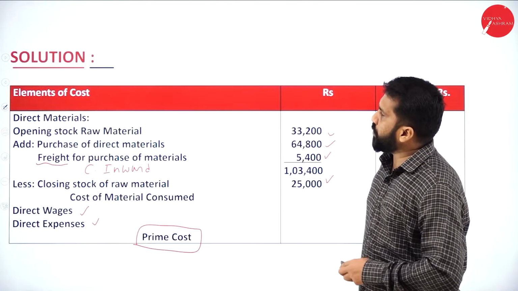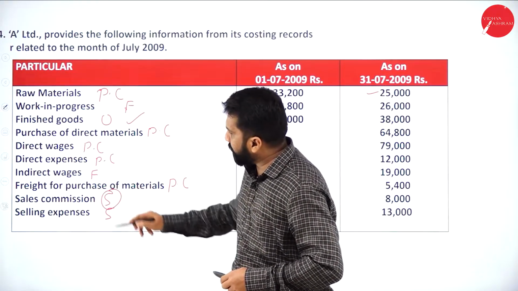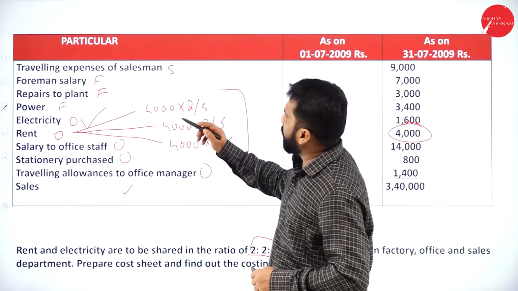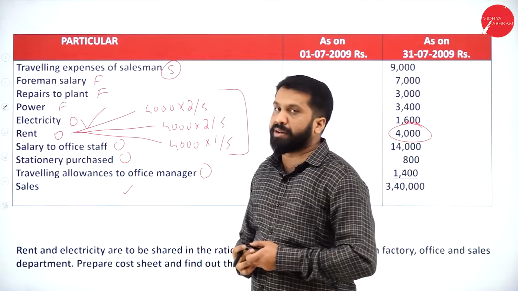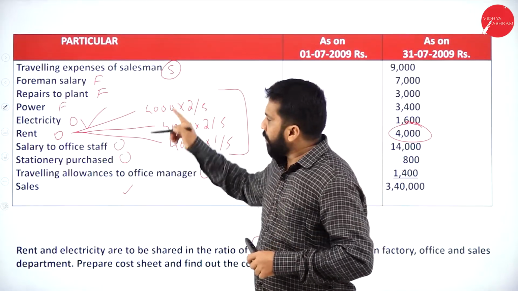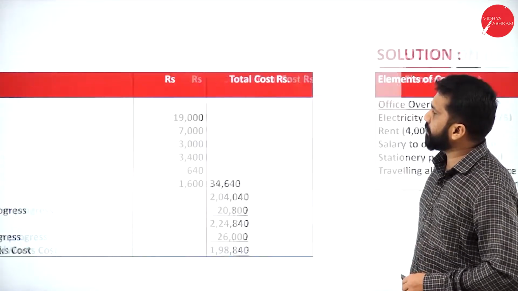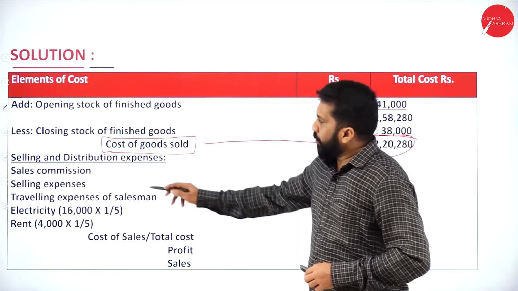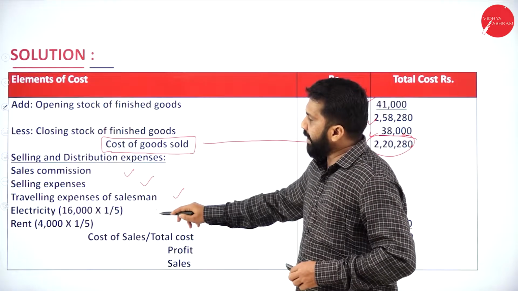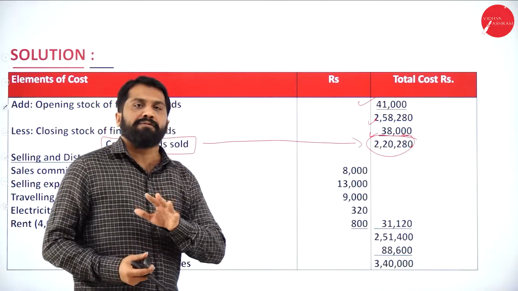As per the question, do we have any selling and distribution? In the first sheet, yes, we have sales commission, we have selling expenses, traveling expense of salesman, electricity, and rent. So total we have 5 things under selling and distribution. Sales commission 1, selling expenses 2, traveling expenses 3, electricity 4, and rent 5. How many items do we have? Total we have 5 items.